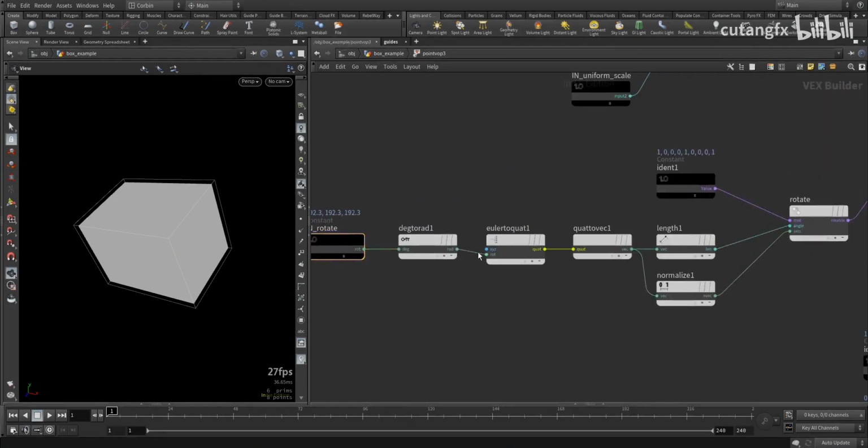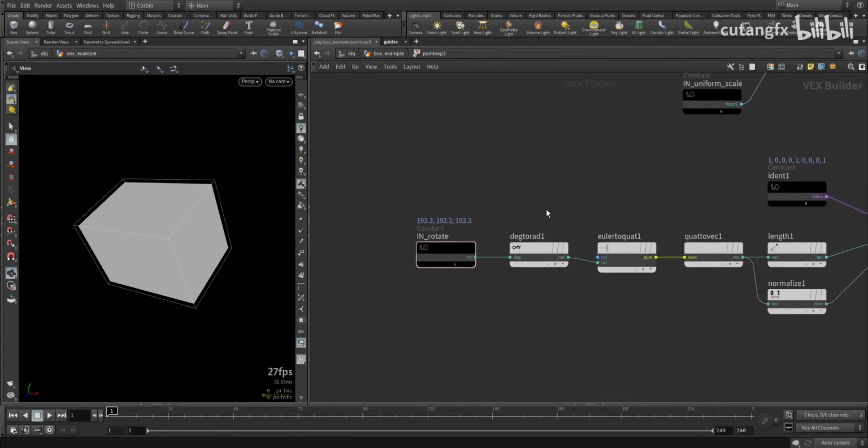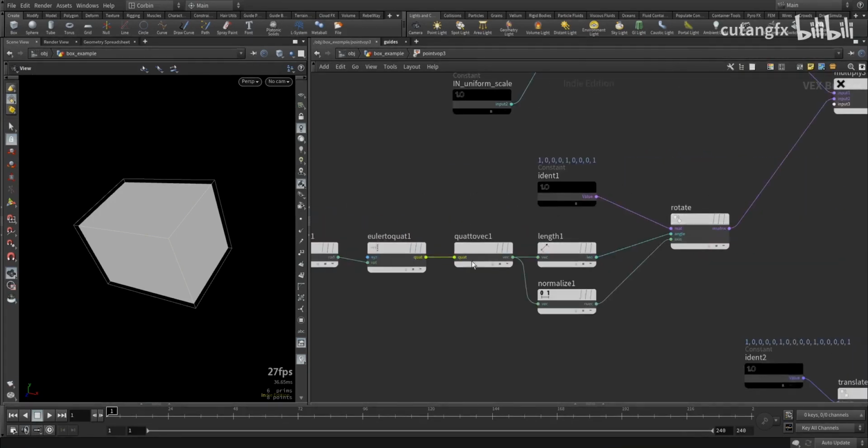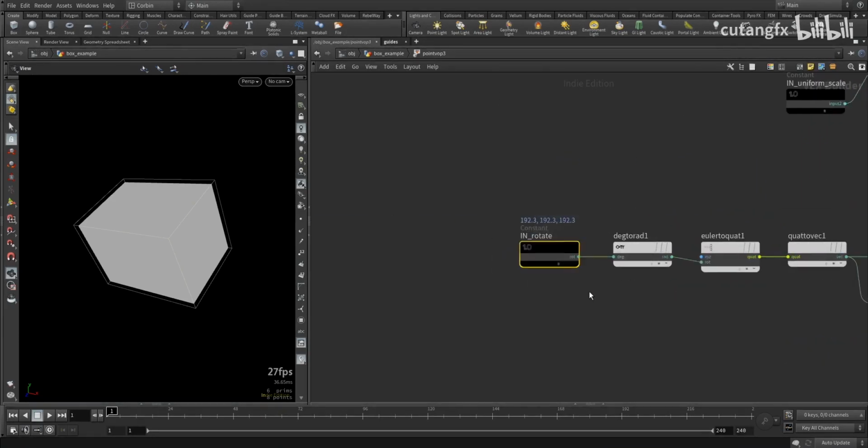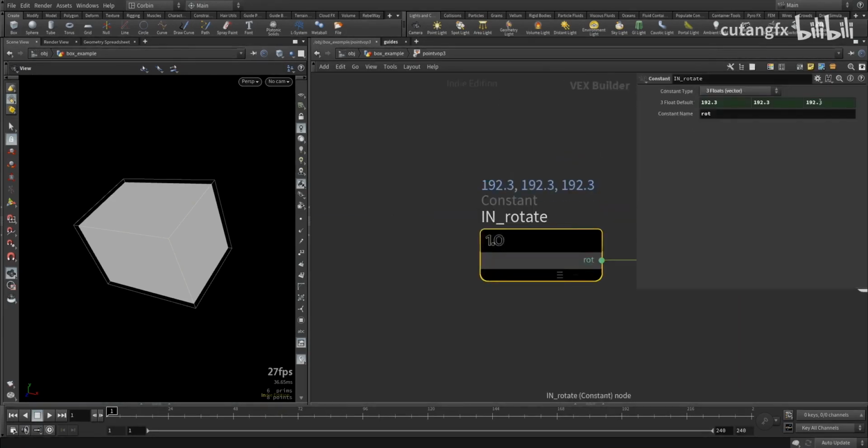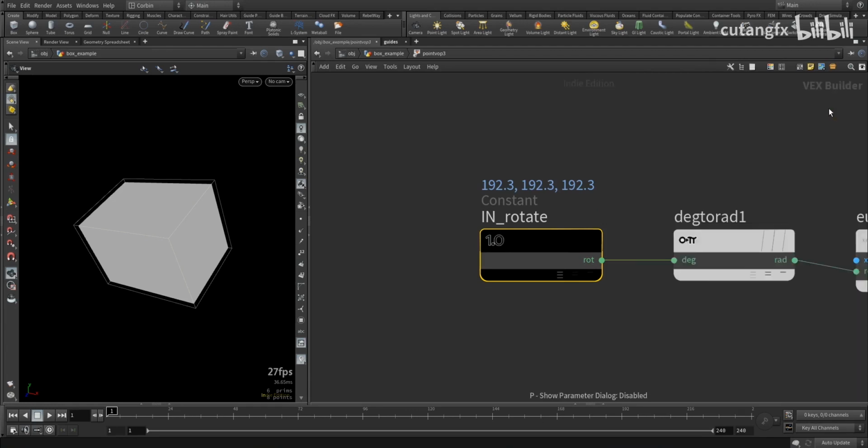So I know this is kind of a confusing chain, but I wanted to work it backwards from the end so that you can see the logic behind it. But really what we're doing is we're taking 3 degrees, so it's XYZ in degrees, which we're used to working with.